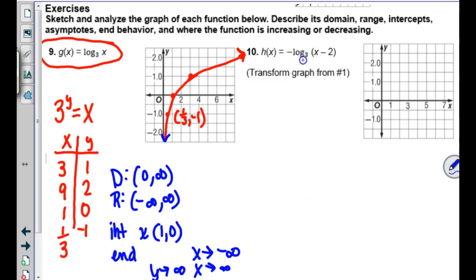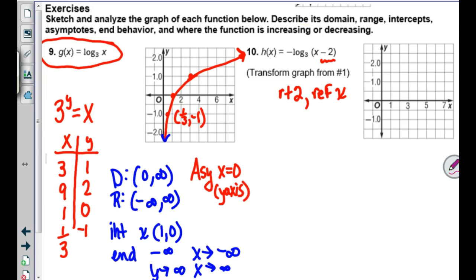All right, what about this? What two transformations occurred to this graph? First, you do what's in the parenthesis, which is shift it right 2, and then what? Reflect over x. Where's the asymptote going to go if we go right 2? What was the asymptote on this graph, guys? It's x equals 0. It's the y-axis.